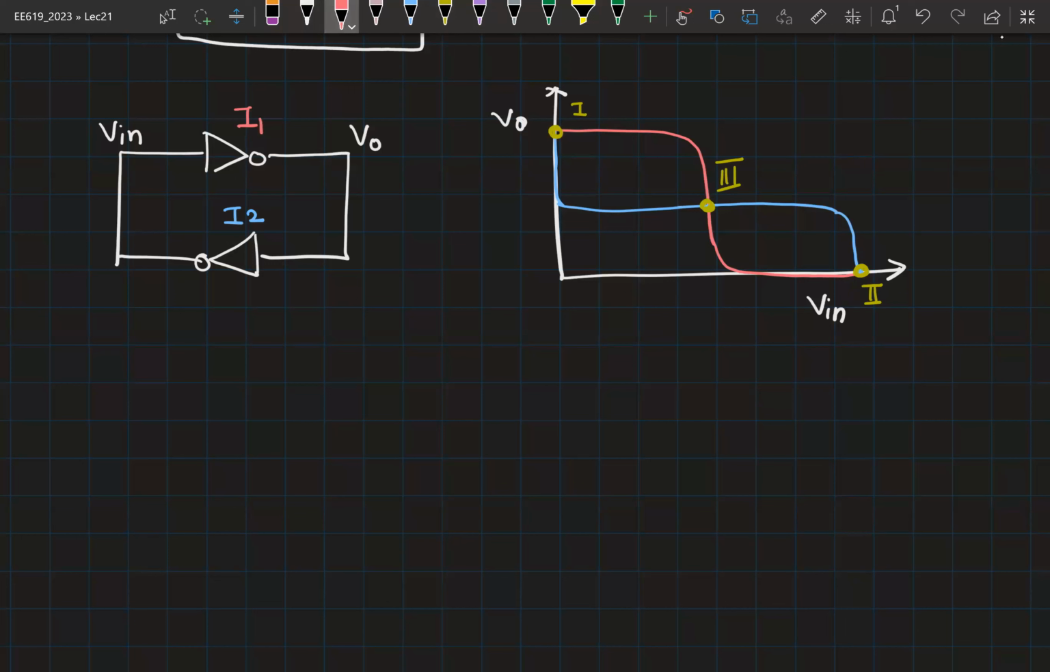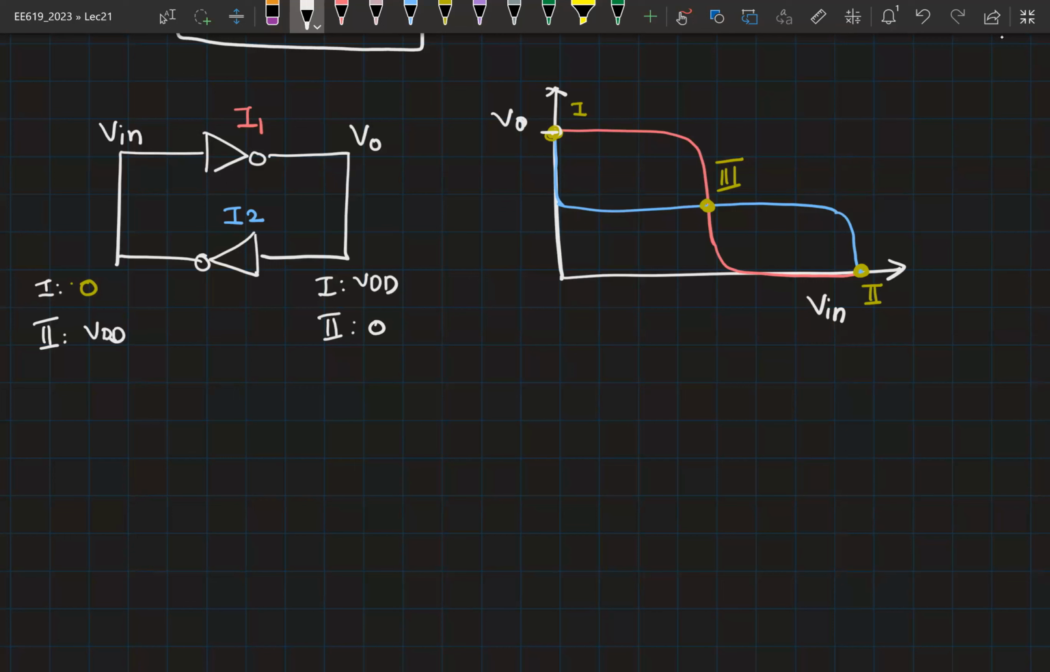So when Vn for case 1, what is the value of Vn for case 1? Yeah. Vn is equal to 0. And what is the output? Vout is at VDD. For case 2, what is the value of Vn? Vn is at VDD. And the blue curve's value is 0.